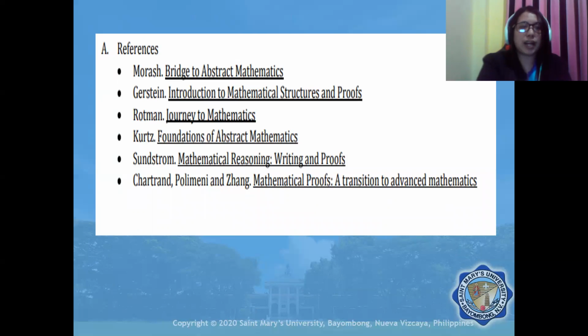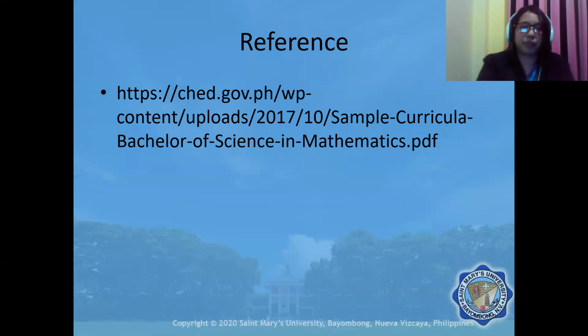These are the possible references that we can use for this course. We can use books that can be downloaded online. We have the book of Morash, Gerstein, Ratman, Kurtz, Sandstrom, Chartrand, Polimeni, and Zhang. For the reference of the topics that we're going to cover, this is also downloaded from the website of the CHED.